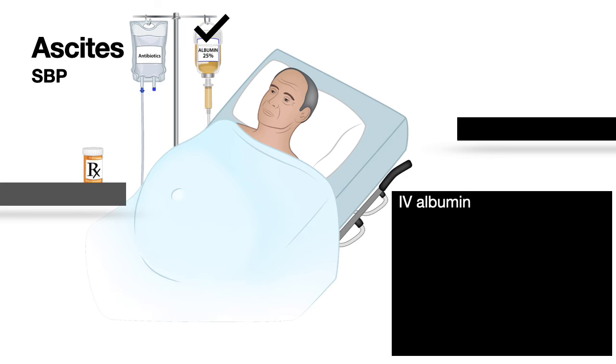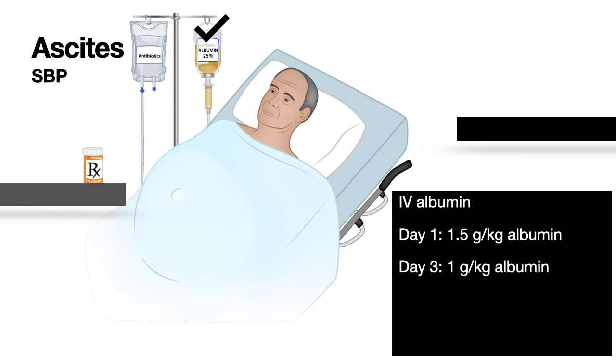So in addition to antibiotic, you give intravenous albumin. That is, on day 1, you give 1.5 grams per kilogram of albumin, and on day 3, you decrease the dose to 1 gram per kilogram of albumin. And this is very important. SBP is not just about antibiotics, but also countering the worsened hemodynamic status of these patients. So keep in mind that.